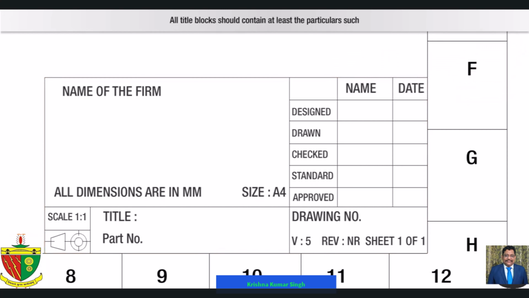All the title blocks should contain at least the particulars such as: first, name of the firm; title of the drawing; scale; symbol for the method of projection; drawing number; initials with dates of persons who have designed, drawn, checked standards and approved. And the last is the number of the sheet and total number of sheets of the drawing of the object.